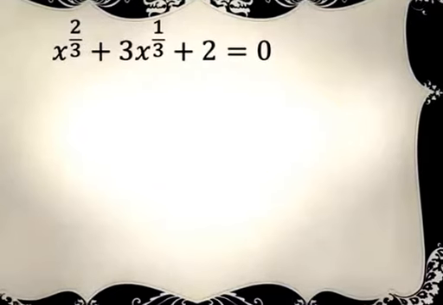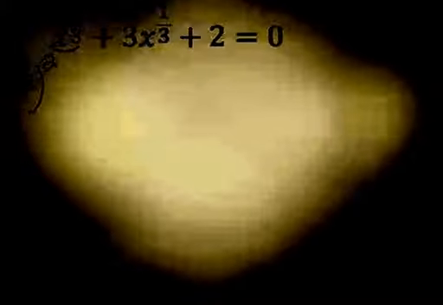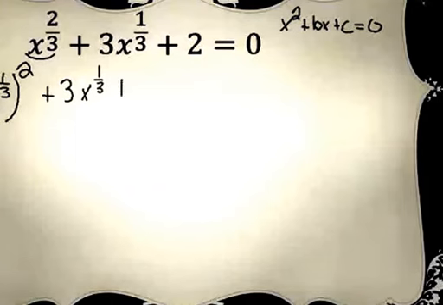Once again, remember we want x squared plus bx plus c equals 0. I have to remember some of my exponent rules. This is the same thing as x to the 1/3 squared. Because remember, when you have a power to a power, you're multiplying. So x to the 1/3 squared is the same thing as x to the 2/3 plus 3 times x to the 1/3 plus 2 equals 0.